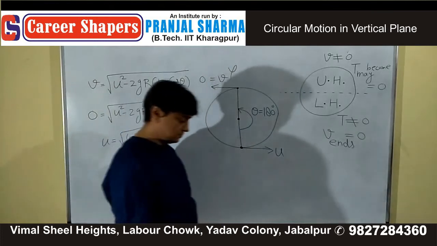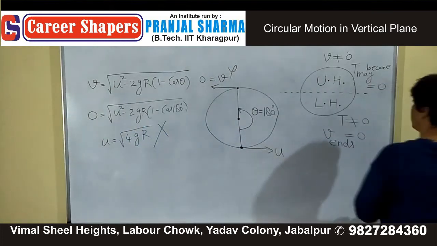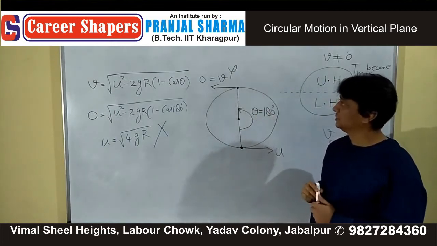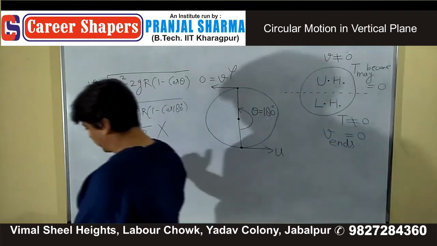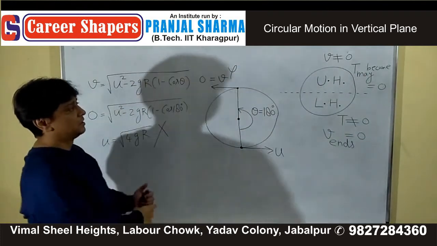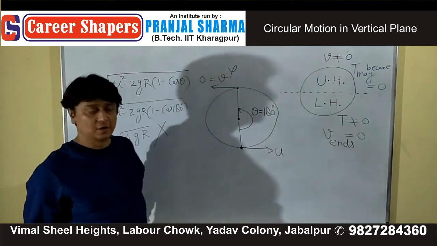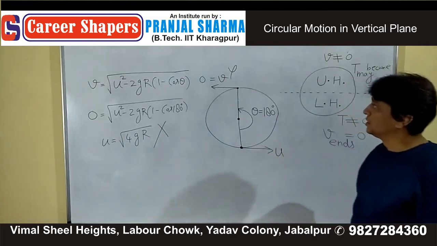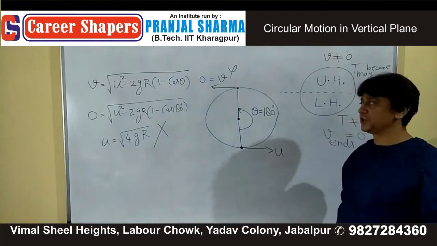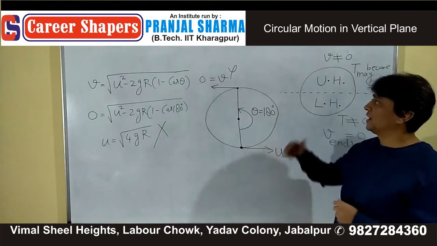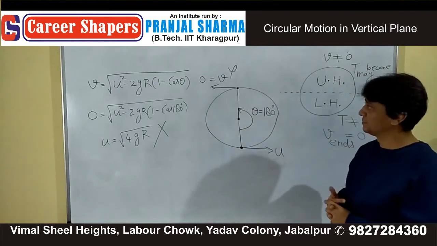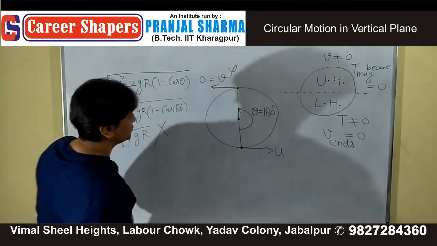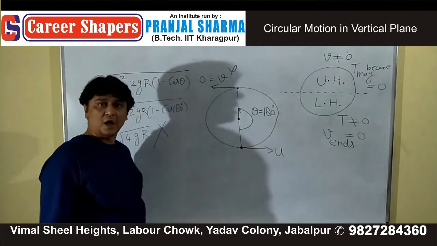And therefore, to complete half circle, that is to reach the highest point, tension force should just become 0 at the highest point itself. Tension force should become 0 just at the highest point.